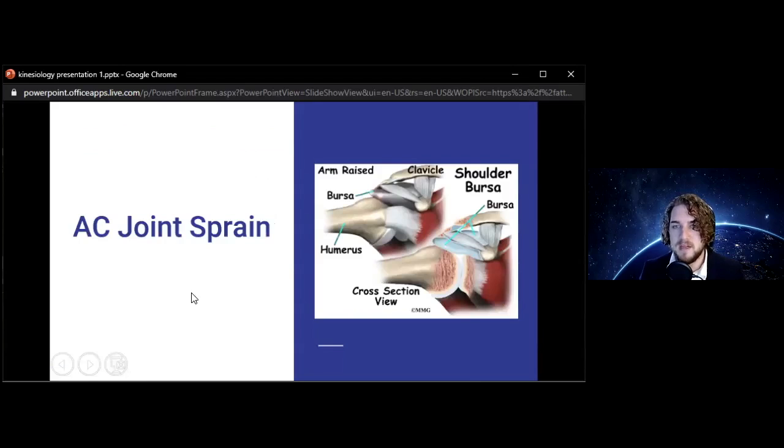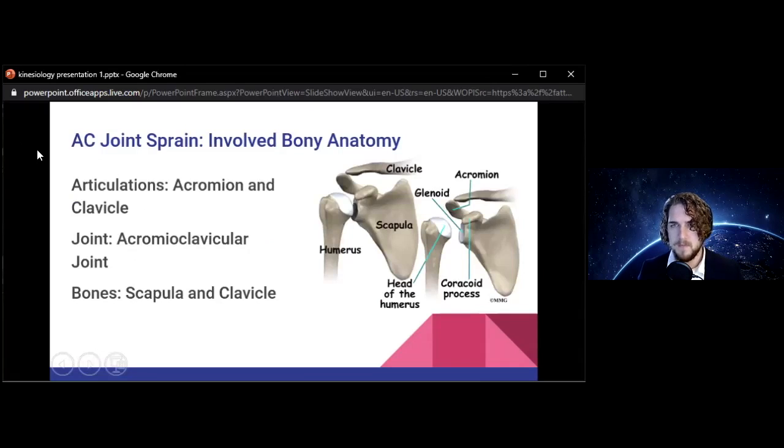So our next injury is an AC joint sprain. The AC joint sits superiorly on the top of your shoulder where the clavicle meets the acromion process of the scapula. Like I put on here, the acromion and the distal head of the clavicle is where this is going to happen. The AC joint is connected by the acromioclavicular ligament, and the bones that go with it are the scapula and the clavicle.